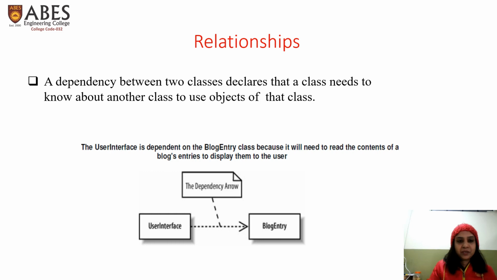The first relationship is dependency. A dependency between two classes declares that a class needs to know about another class to use objects of that class. In this particular kind of relationship, one is an independent class and one is a dependent class. The arrowhead is towards the independent class. In this particular example, the user interface is dependent on the blog entry class because it will need to read the contents of a blog's entry to display them to the user.